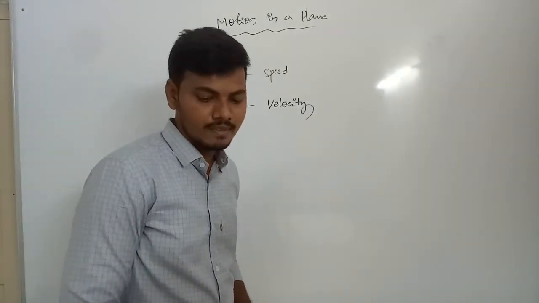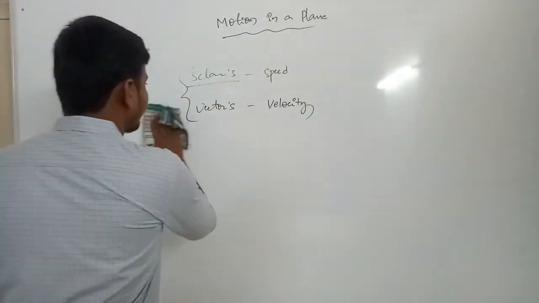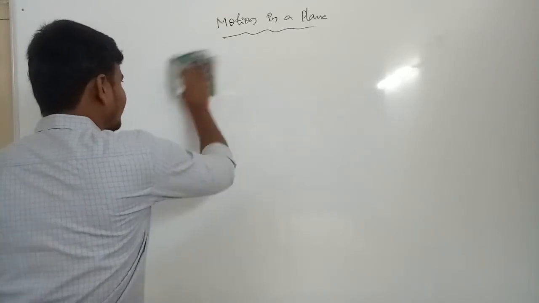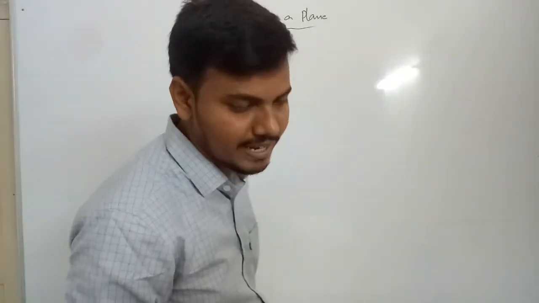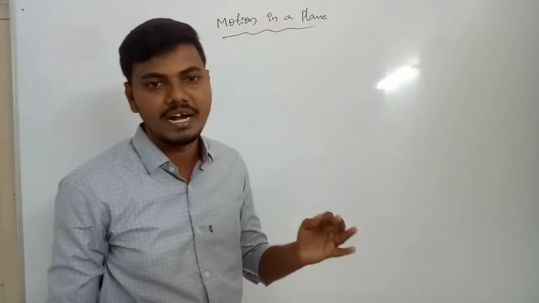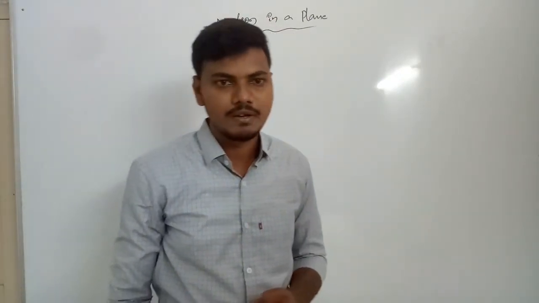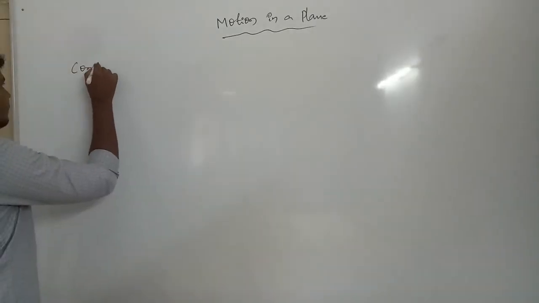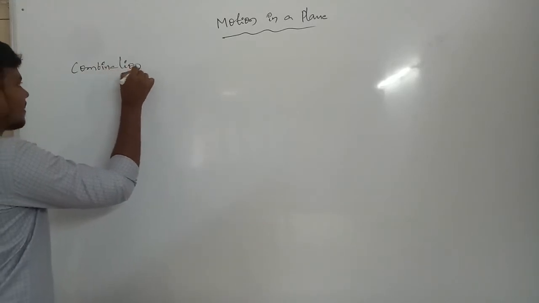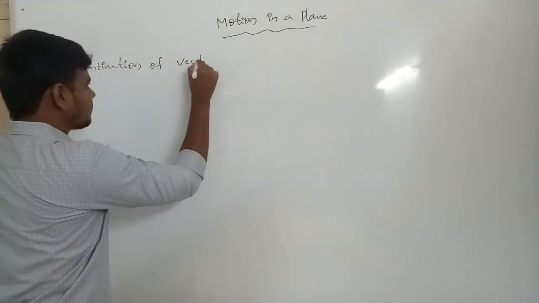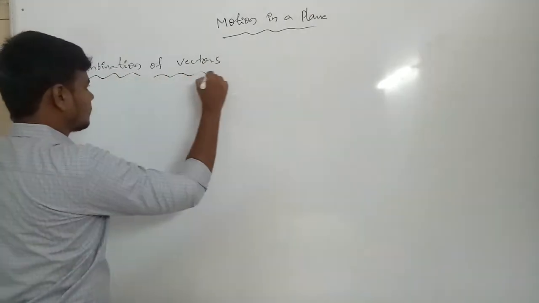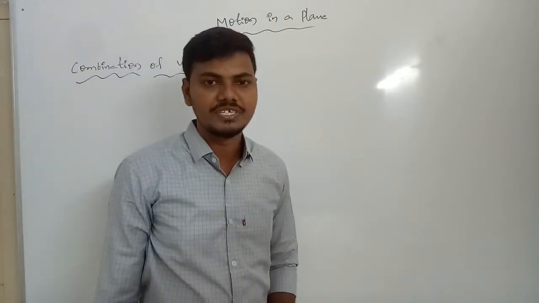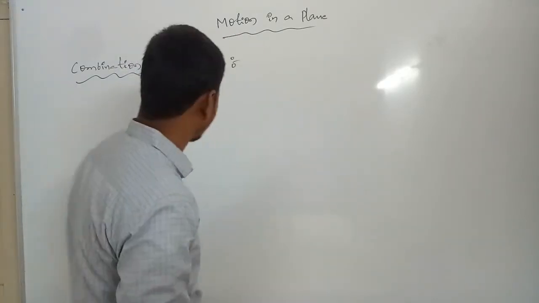Today we are discussing the combination of vectors. Previously we introduced the combination of scalars. For scalars we mainly use addition, subtraction, multiplication and division. They are completed. Today we are discussing the topic combination of vectors, mainly introducing position and displacement graphs. We can start.